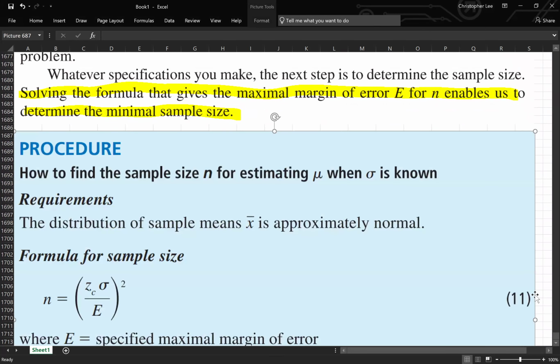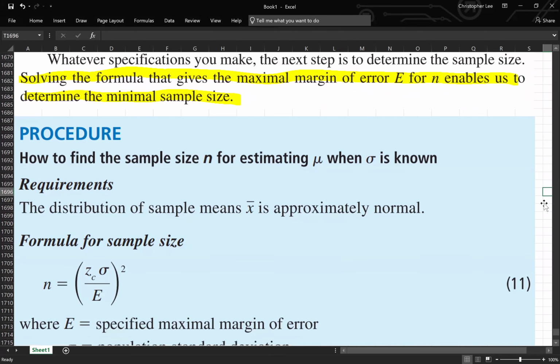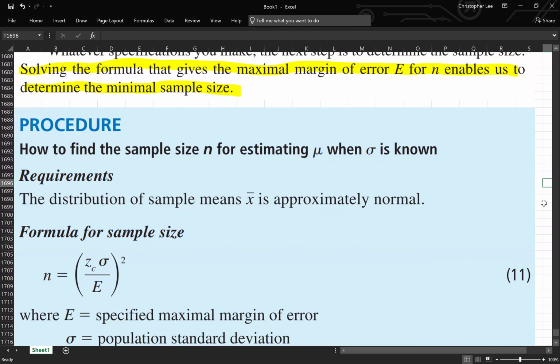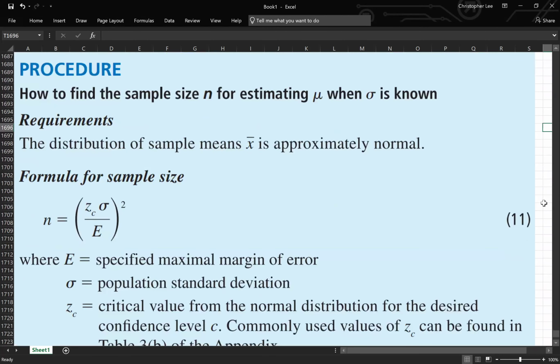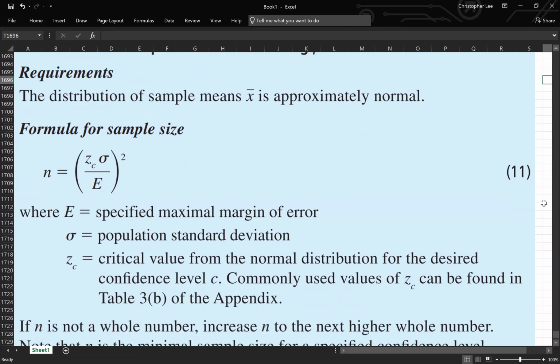All right, so this is the procedure. This is how to find the sample size n for estimating the population parameter mu when we know what sigma is. Here are the requirements: the distribution of the sample means X bar is approximately normal. We have to assume that, or we need that requirement. The formula for the sample size is right here. We want to know what n is. How large of a sample do I need to run my experiment? I know what Z critical is, and I know what my margin of error is because I'm making that up, and I know what my population standard deviation is.